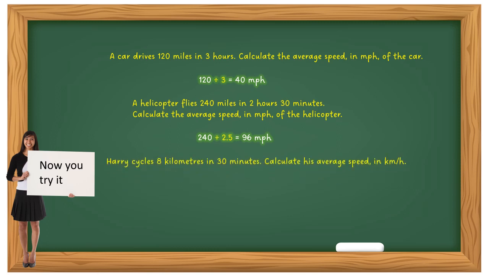Now Harry cycles 8 kilometres in 30 minutes. Calculate the average speed in kilometres per hour. Again, pause the video, see how you do. Did you get it right? Okay, so it's just 8 divided by 0.5, and you can see that he's travelling at 40 kilometres per hour. So if you got these 3 answers, well done.